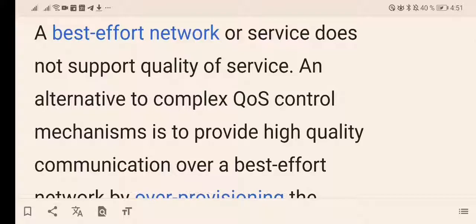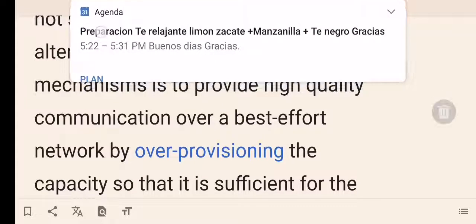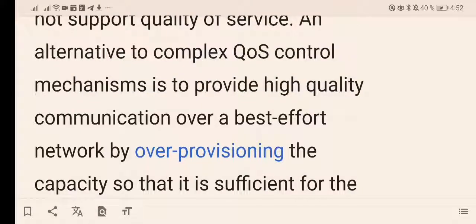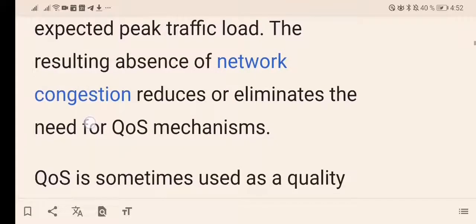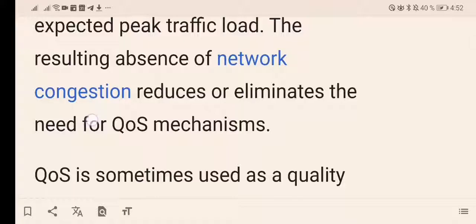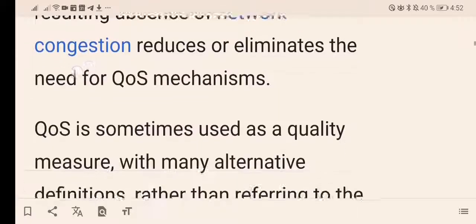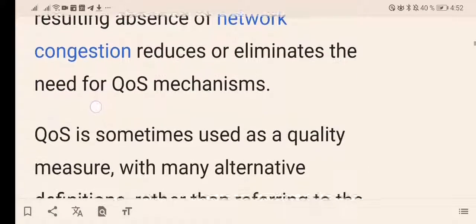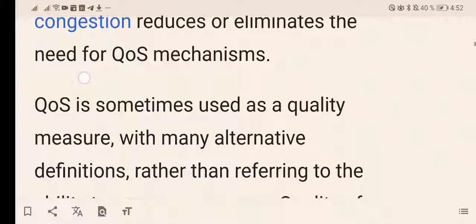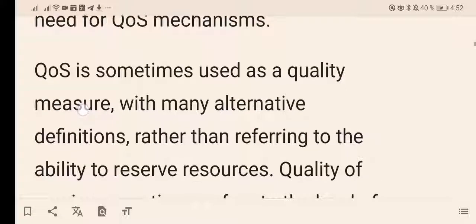A best effort network or FIFO service does not support quality of service. An alternative to QoS control mechanisms is to provide high quality communication over a best effort network by over-provisioning the capacity so that it's sufficient for the expected peak traffic load. That's when we sometimes just buy better equipment to improve the bandwidth. The resulting absence of network congestion reduces or eliminates the need for QoS mechanisms. So if you have more powerful equipment, normally you start handling all the data that you need. And then why apply QoS?